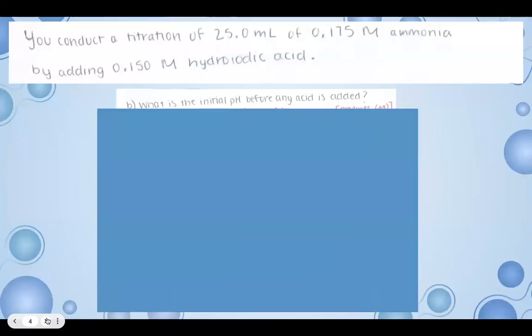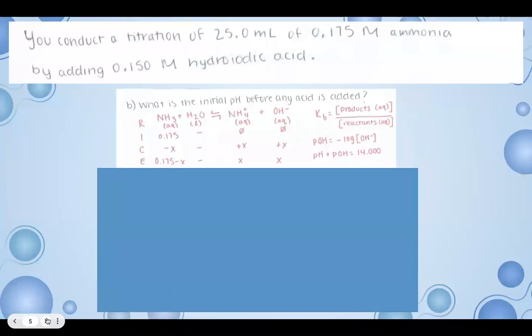Now for part B, it's asking us what the initial pH is before any acid is added. To preface, we know that if there's just base in the flask, the pH should be basic and greater than 7. Basically, we're going to set up a RICE table to help us eventually find the pH of the sample. The equations we're going to use are that Kb, the base dissociation constant, is equal to the concentration of the products over the concentration of reactants, pOH is equal to negative log of the concentration of OH minus, and that pH plus pOH yields 14.000.